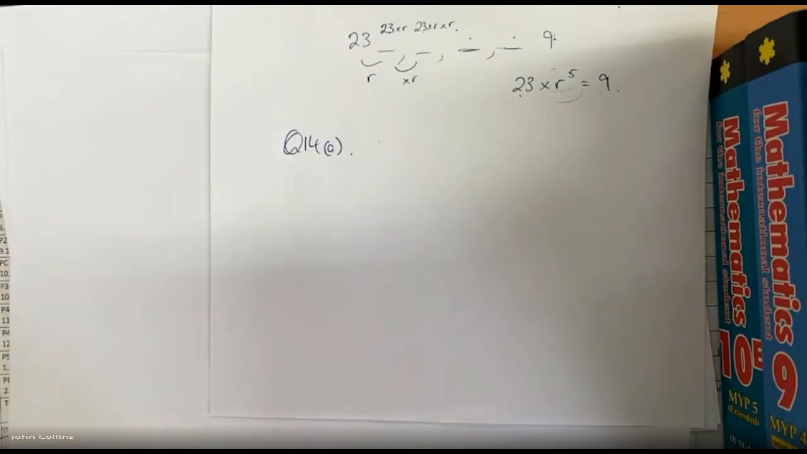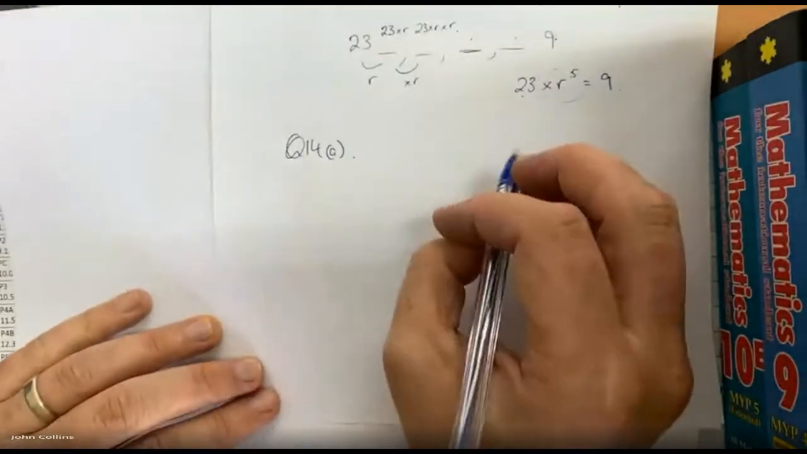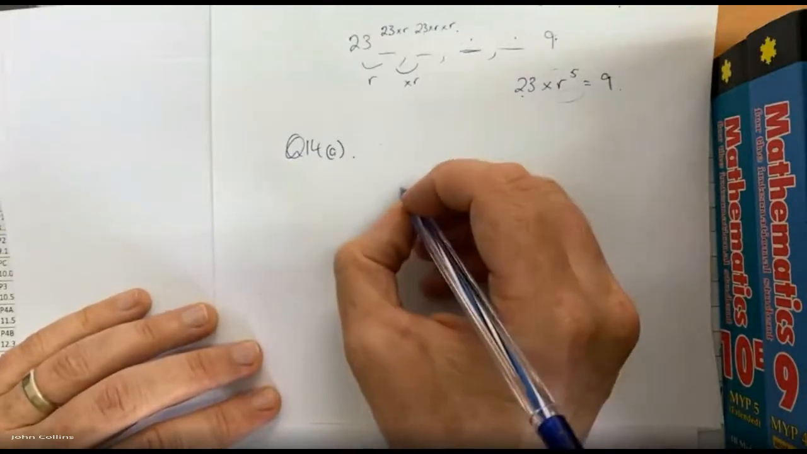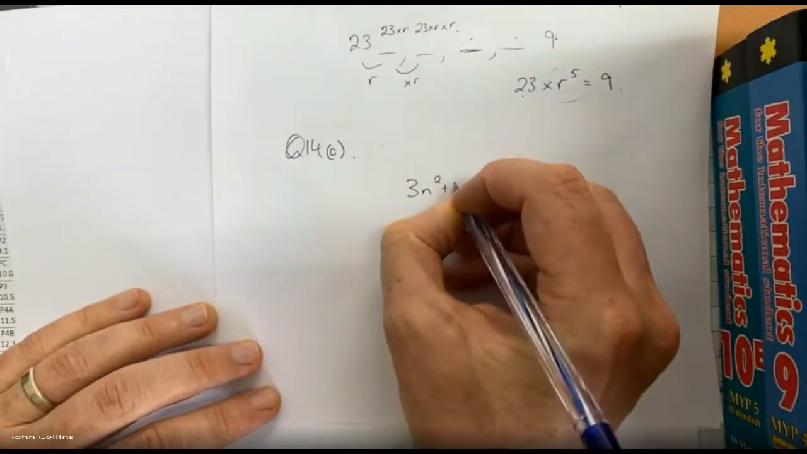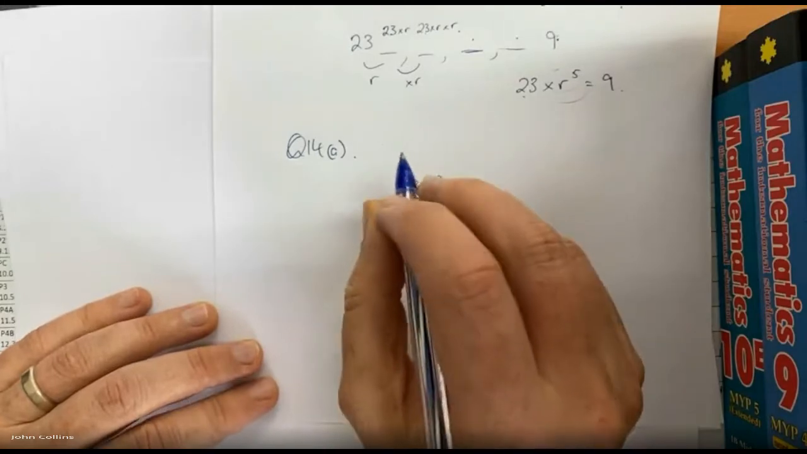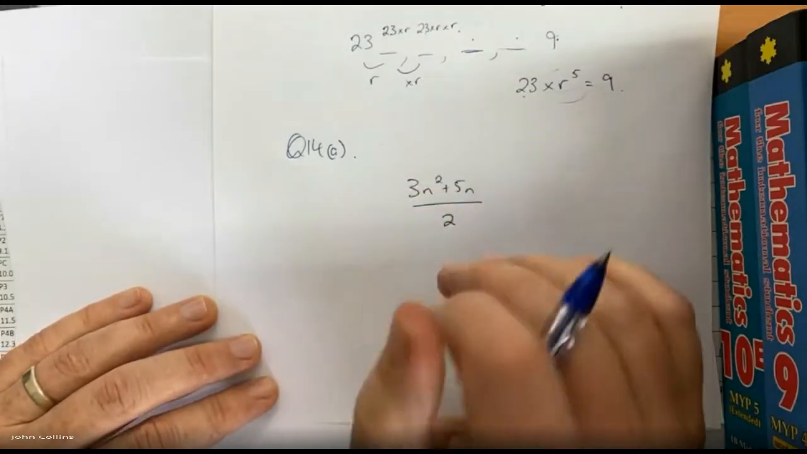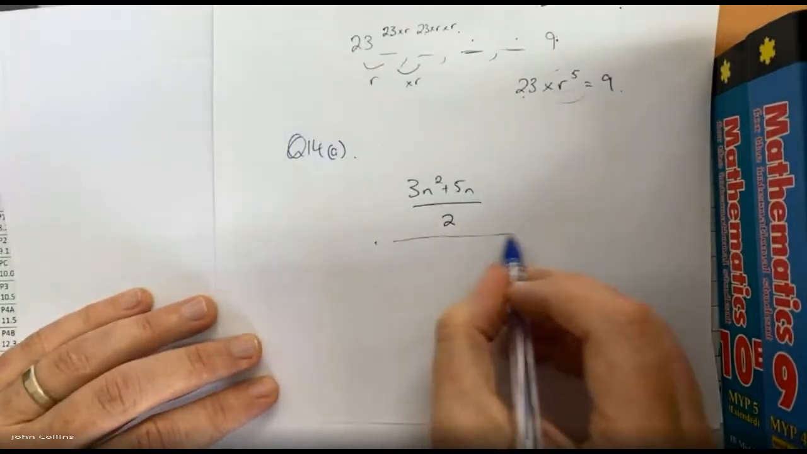The sum of the first n terms in an infinite sequence. Find the nth term. Ooh, that looks difficult. All right. So we have 3n squared plus 5n over 2 is the sum of the first n terms. So let's just park that for a second.